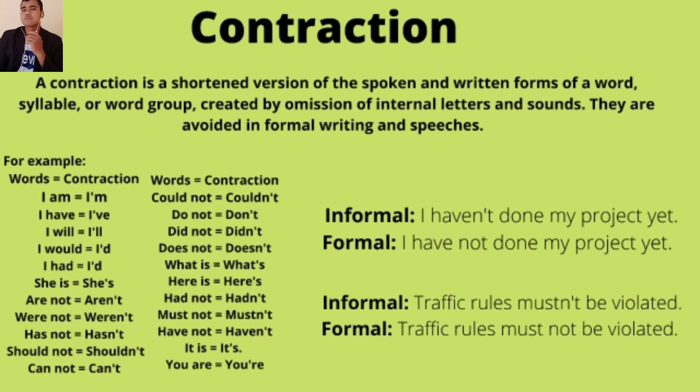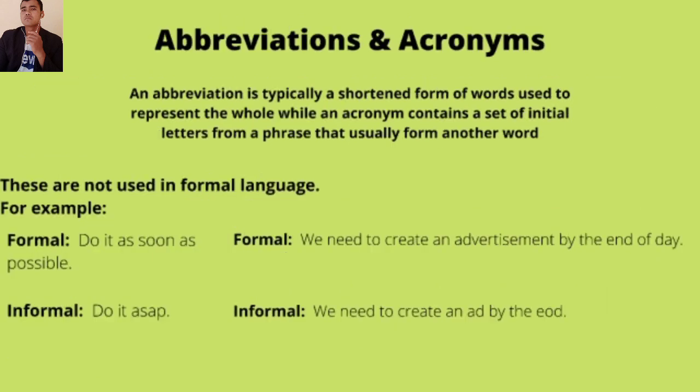When two words come and they contract, they become one. I and am become one. So please go through this, pause the video and see some examples as well there. For instance, I have not done my project is formal, and the informal way is I haven't done my project. So please, in your formal conversation and talks, you must avoid contractions.